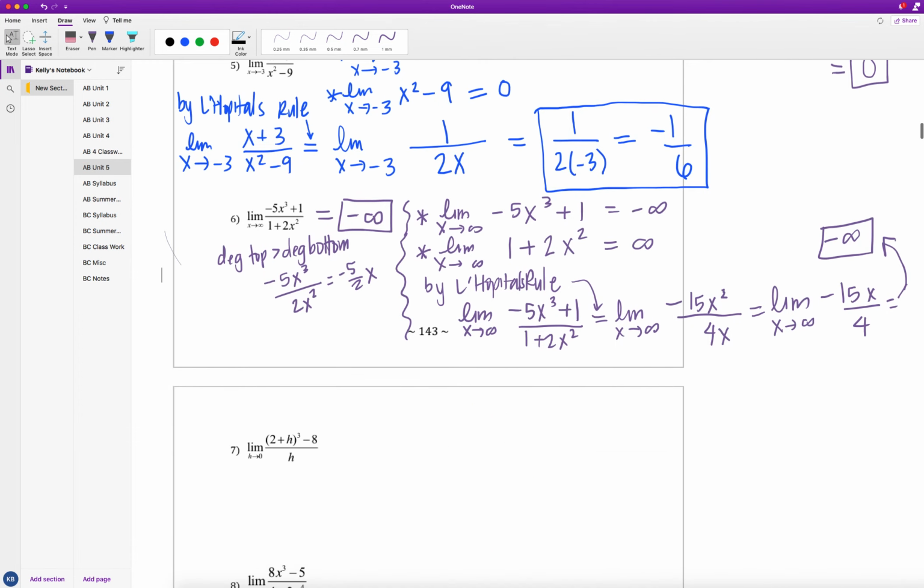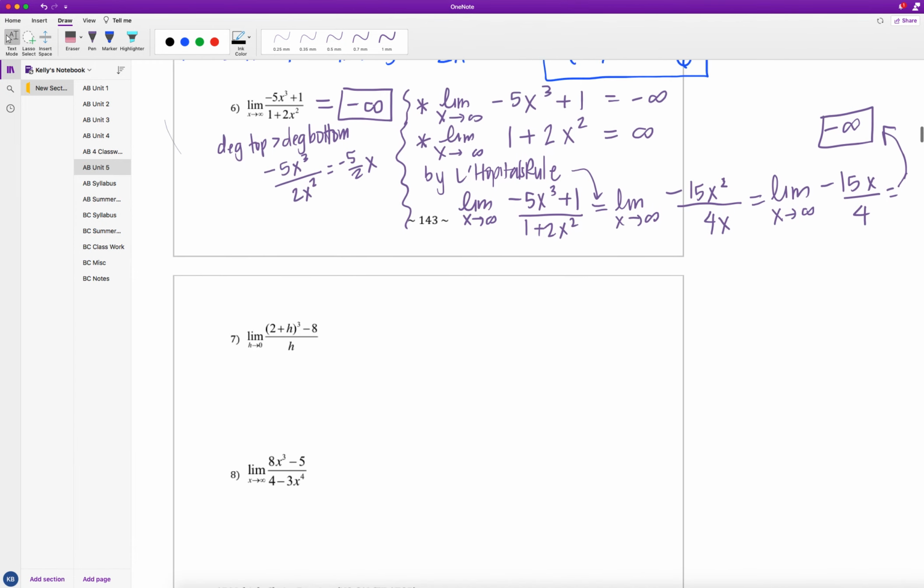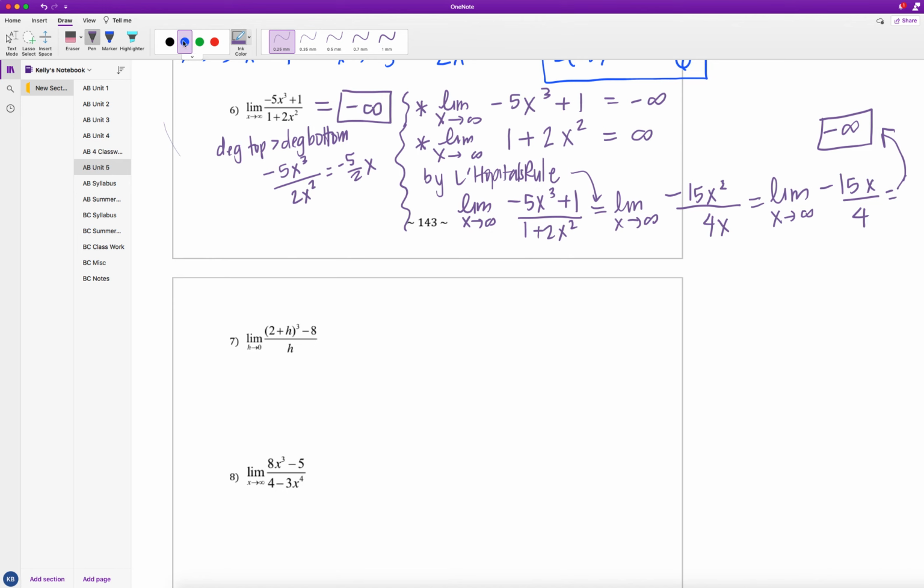Let's see, we have two more examples. So example 7 says the limit as h approaches 0 of (2 plus h) to the third power minus 8, all over h. So let's see if L'Hopital's rule will work.